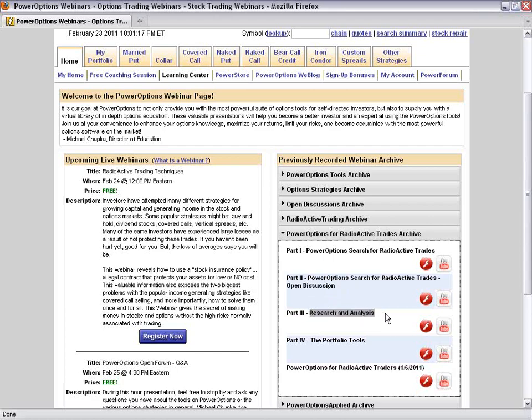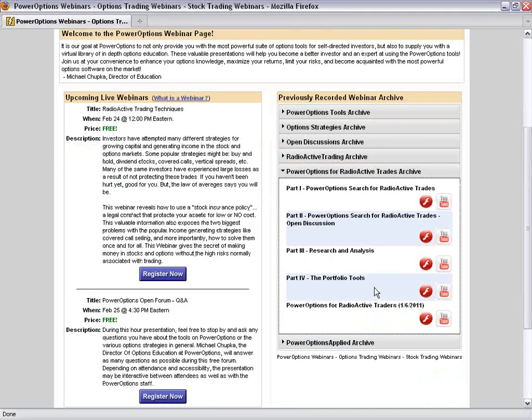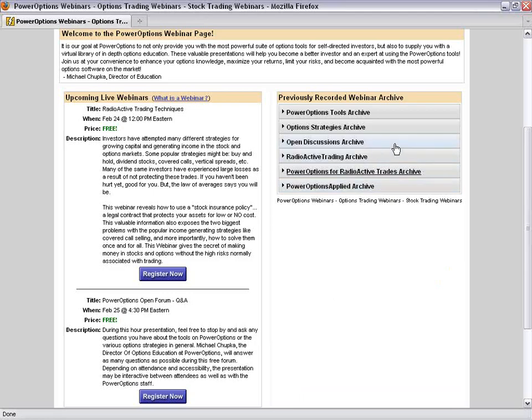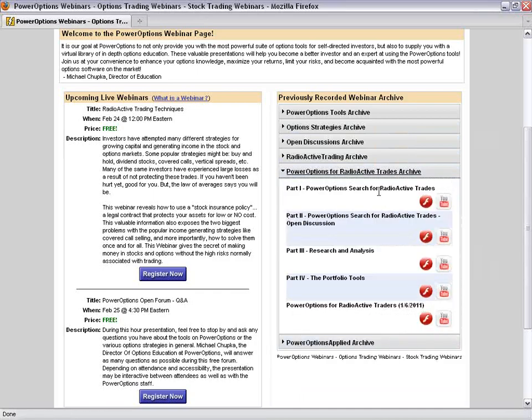Part 3 was the research and analysis. Rick, I thought you had, but if you hadn't gone through this, you might want to check out the research and analysis one. I don't know if that answers your question a little bit more than we just discussed, but you might want to review that archive. And then the portfolio tools. And of course, this presentation will be archived here as well tomorrow at some point, the open discussion for tonight. Open discussions for Power Options Tools, Radioactive Trading are usually every Friday at 4:30. This one's specific to this educational series that we're wrapping up, and you can view the other presentations in that series in the Power Options for Radioactive Trades archive there, Joel. All right.